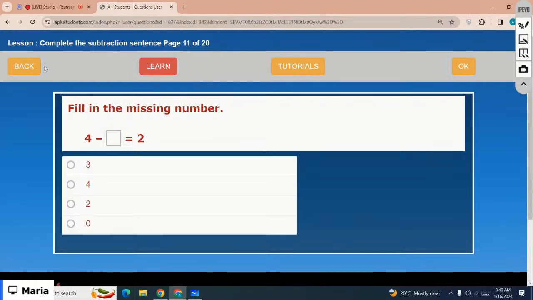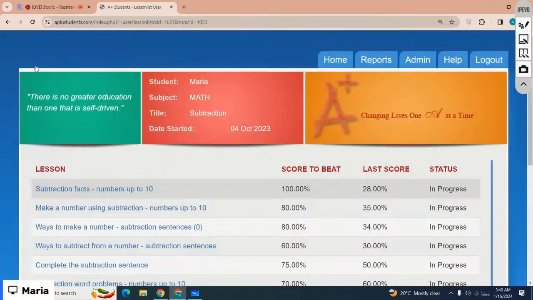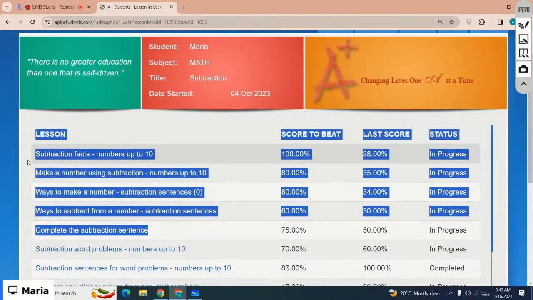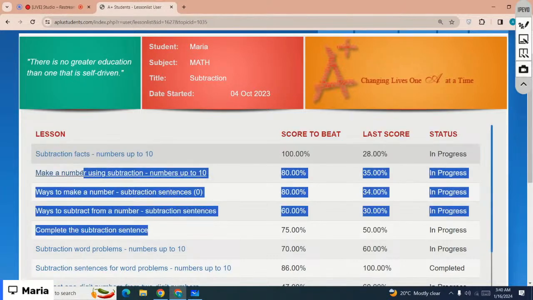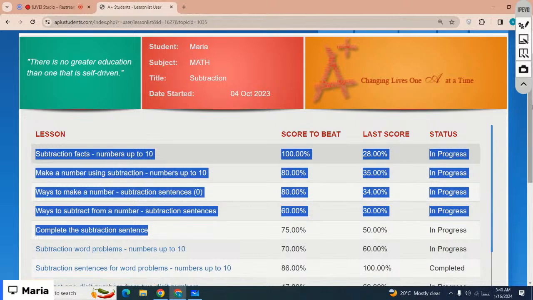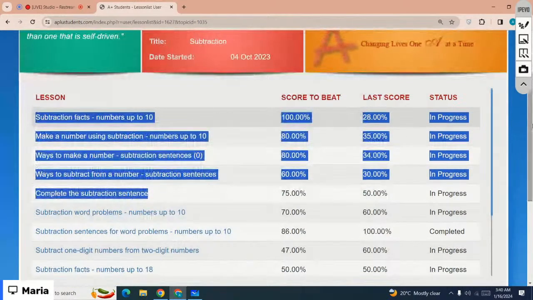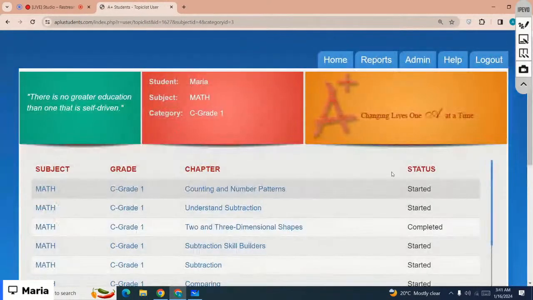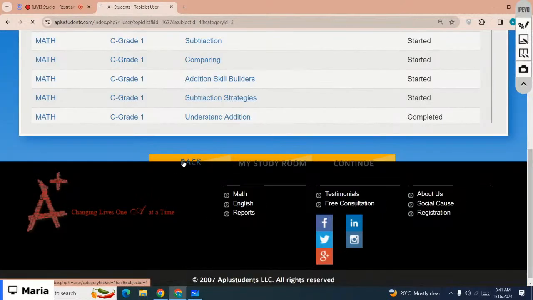So we are working on grade 1 math. The chapter we are working on is subtraction. That is just a quick review about the chapter. I have covered the practice questions from all of the lessons. The lessons we have covered today are subtraction facts, numbers up to 10, make a number using subtraction, numbers up to 10, ways to make a number, ways to subtract from a number, and complete the subtraction sentences, right? Please make sure before the next session you complete all the practice questions for the lessons we did today, and that is your homework until the next session, right?